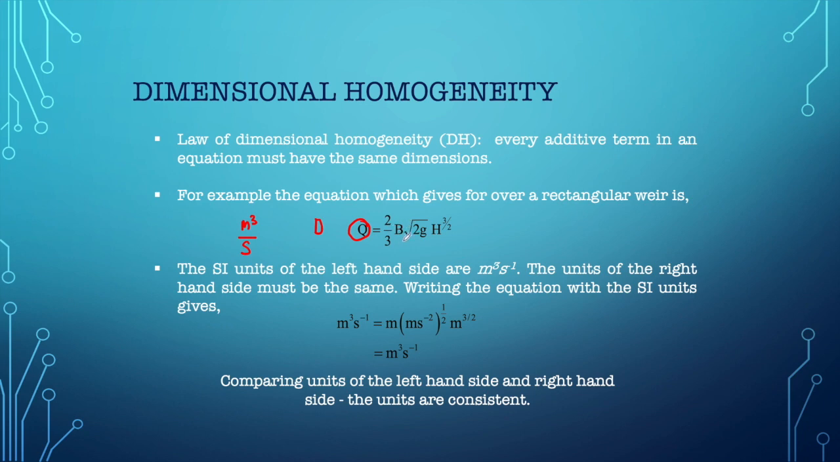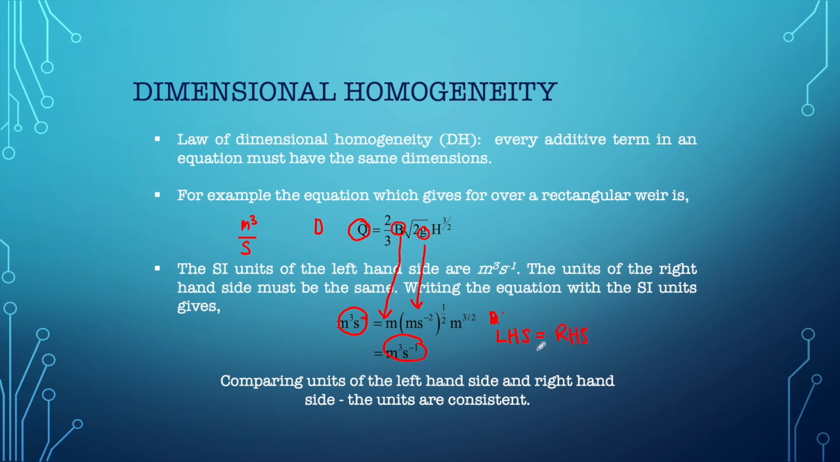So we take a look at here. B is length, so we have meter. G is gravitational acceleration, so we have meter per second square, to the power of 1 over 2, and then H is height, meter to the power of 3 over 2. If we multiply all these units, we will get the same unit as the left hand side. So dimensional homogeneity says that the left hand side must have the same unit as the right hand side.